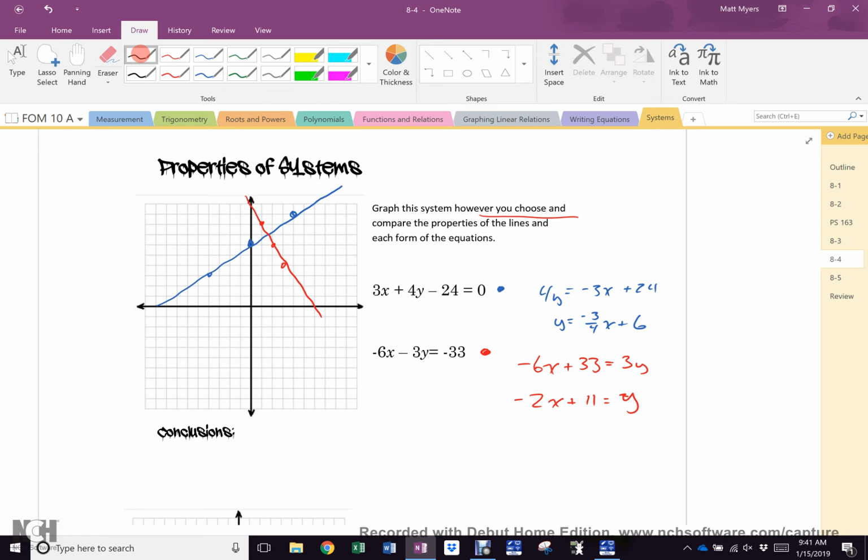Once you have graphed those two systems, you should be able to tell me some information. Once you've graphed those two lines, which are the lines associated with the equations of this system, you should be able to tell me some stuff. What can you tell me about this system?